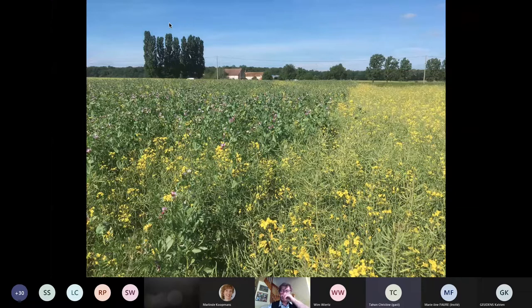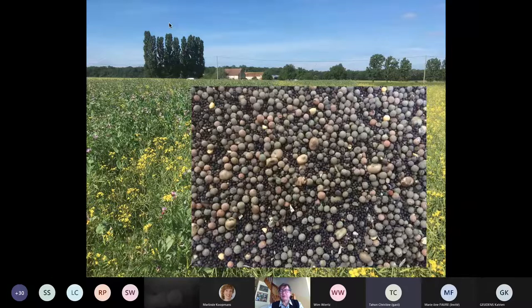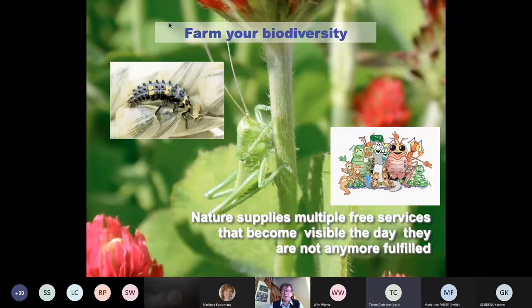Winter peas, forage winter peas, Austrian winter peas. And when the oilseed rape finished flowering, the winter peas were on top of the oilseed rape. I had some beans in it too. So we harvest everything with a combine harvester, and it goes well in the combine harvester as well. So this means that, thanks to this diversity, we can farm our biodiversity.